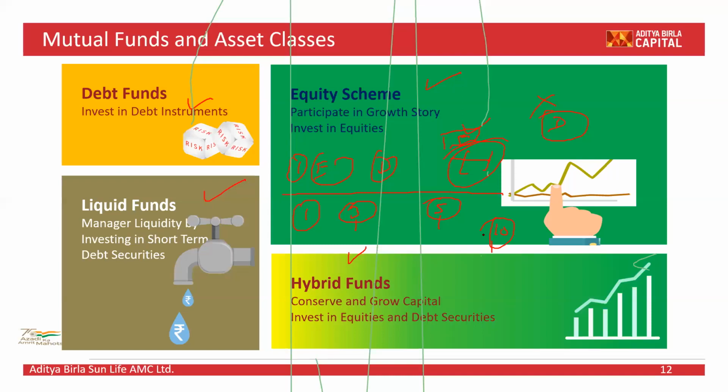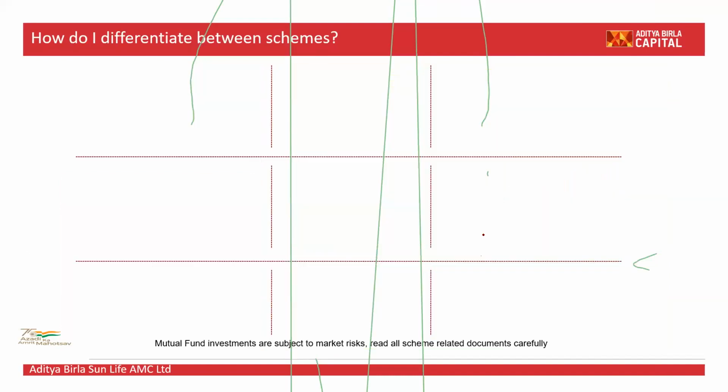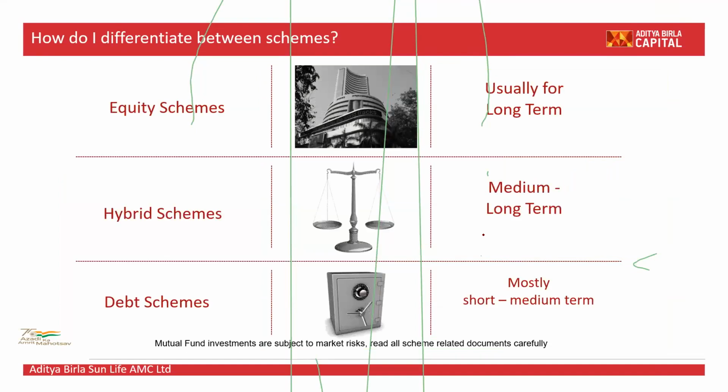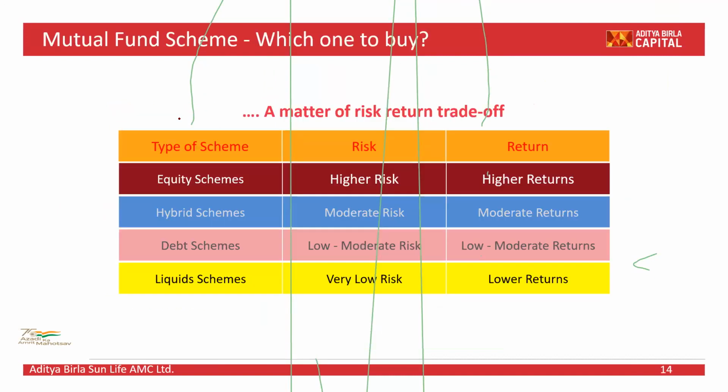So try to balance, identify the goals, identify the time frame, and accordingly make the investments. At one point of time you can have equity investment, also debt, also hybrid, also different varieties. How to differentiate between different schemes? These are the different schemes available. Equity scheme is usually for longer period of time. Debt schemes, hybrid schemes are for medium, and debt scheme is for shorter period of time.